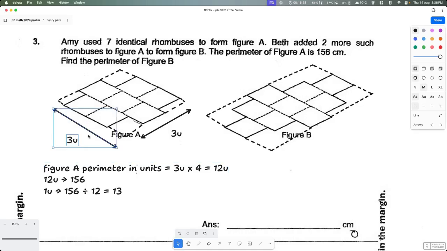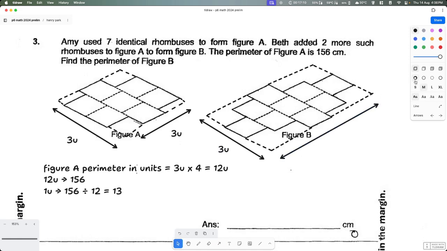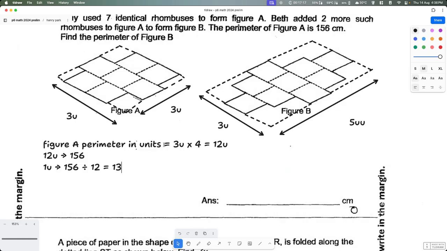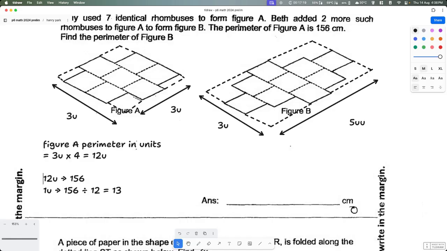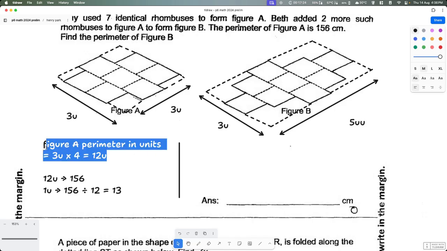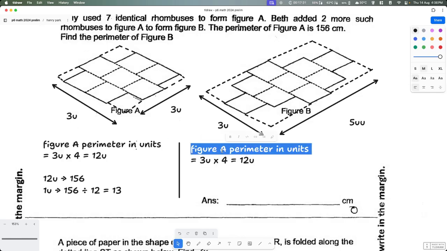Okay, so the number of units for its length is 3 units. And then we have 1, 2, 3, 4, 5. Okay, so this will be 5 units as well, like this. So this is 5 units. Okay, so let's get the perimeter for this. So figure A in units is 12 units. Okay, and then figure B in units. Okay, so this will be figure B.